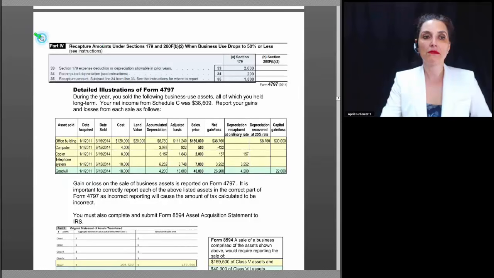So here we are looking at Part 4 of the form for this illustration. You can see we're showing on line 33 in column A the Section 179 deduction claimed. On line 34, we're showing what the straight line depreciation would have been. And on line 35, we're showing the recapture amount.